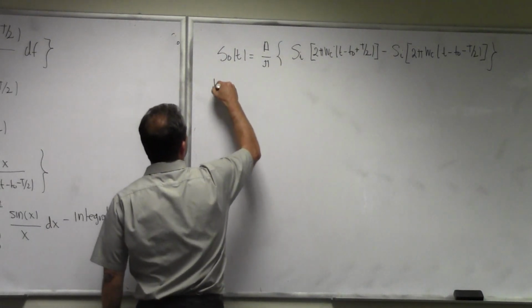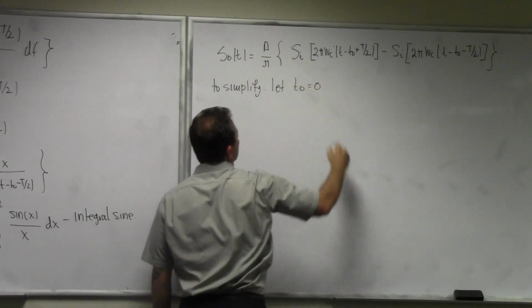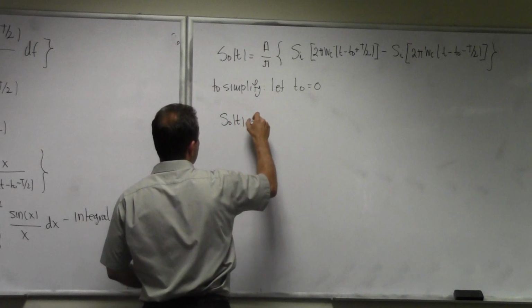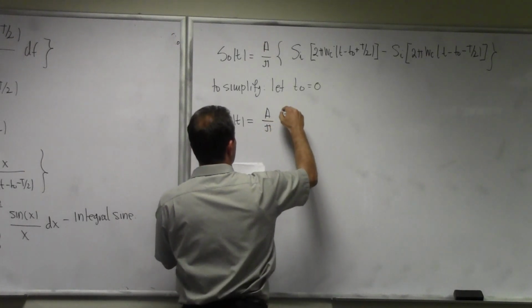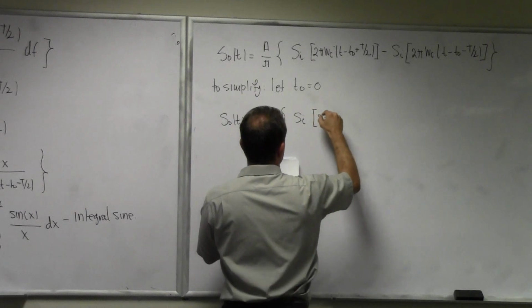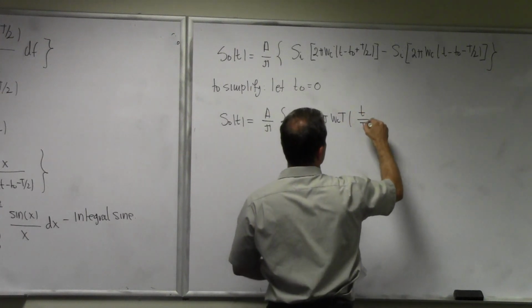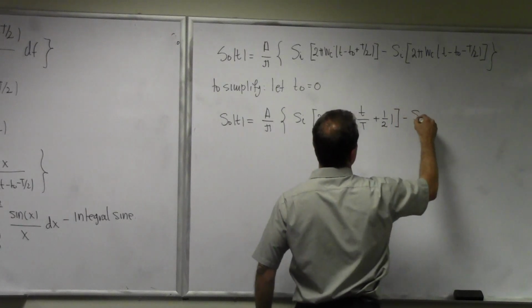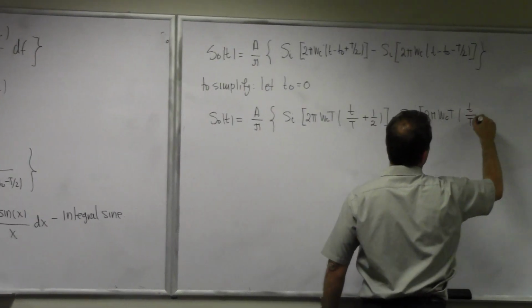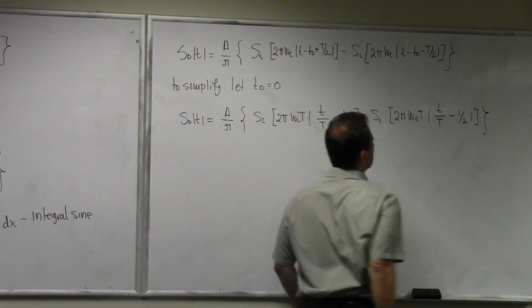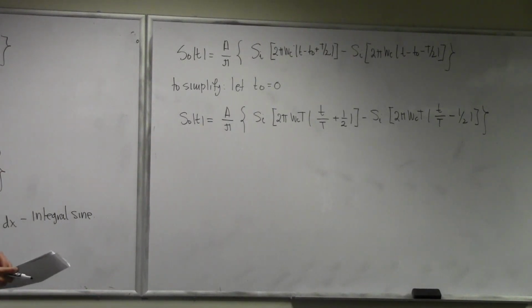So, you know, to simplify, let T0 equal 0. Then your S output of T becomes A over pi Si of 2 pi WC capital T, and then this is T over capital T plus 1/2, minus Si 2 pi WC capital T, T over capital T minus 1/2. All right, so that's the mathematical formulation. Let's just understand what does this mean.